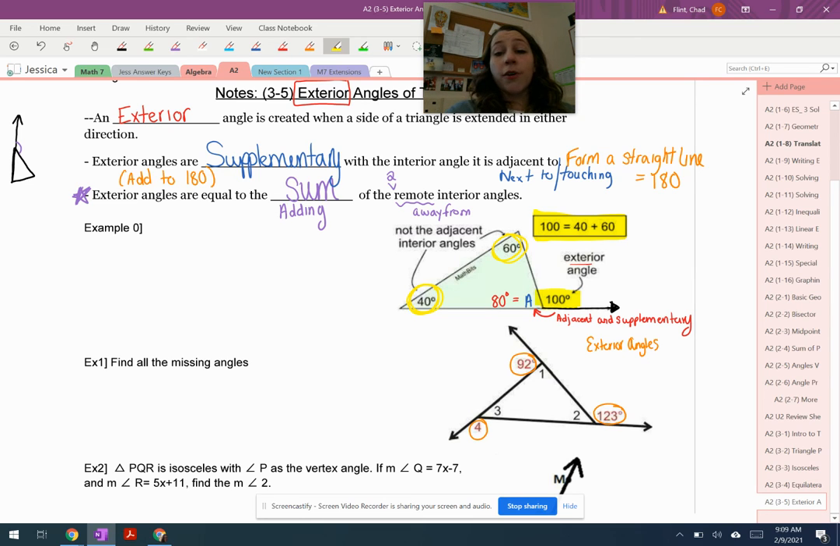So, yeah, two new facts that you want to focus on. And really only one of them is new, since you're familiar with supplementary from our last unit.